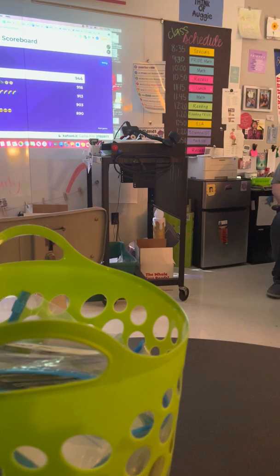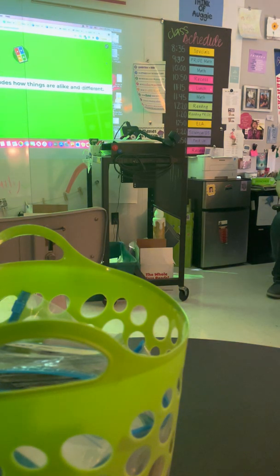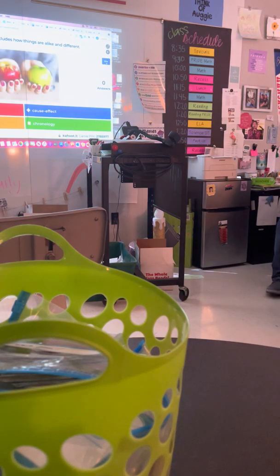All right, the leaderboard. Very close game. This text structure includes how things are alike and different. Alike and different. Think about those words.